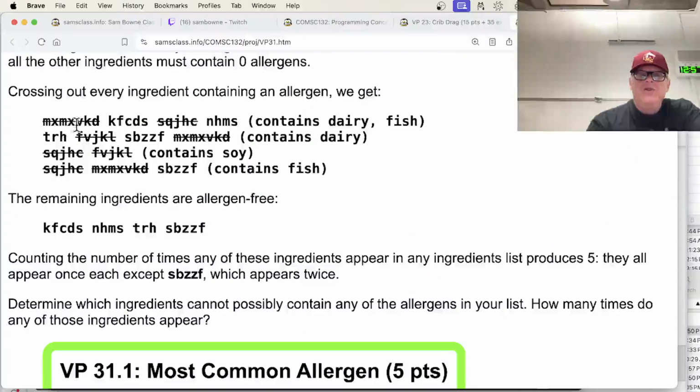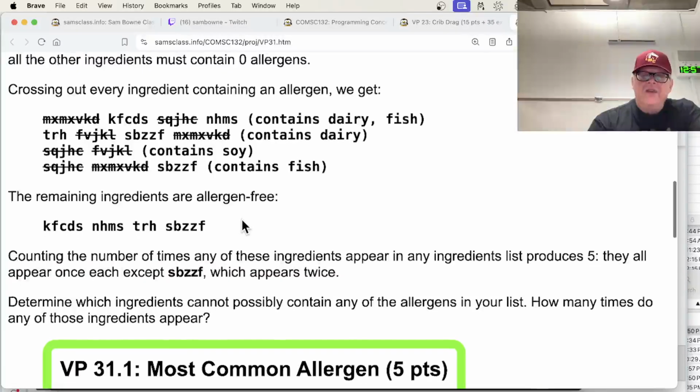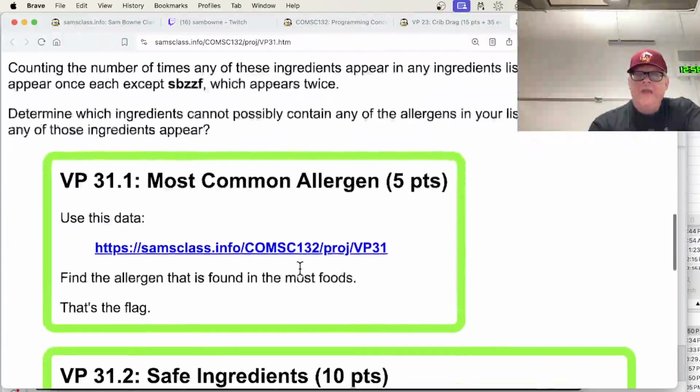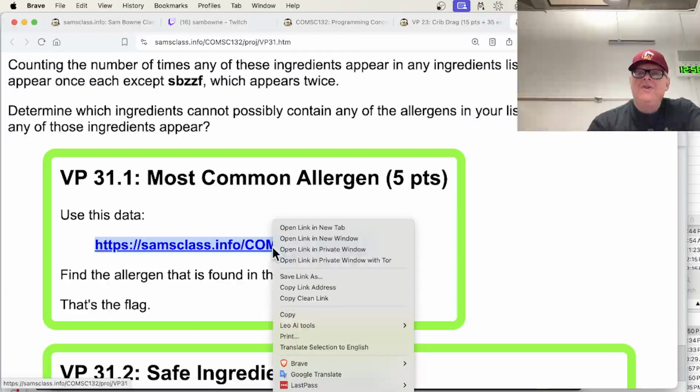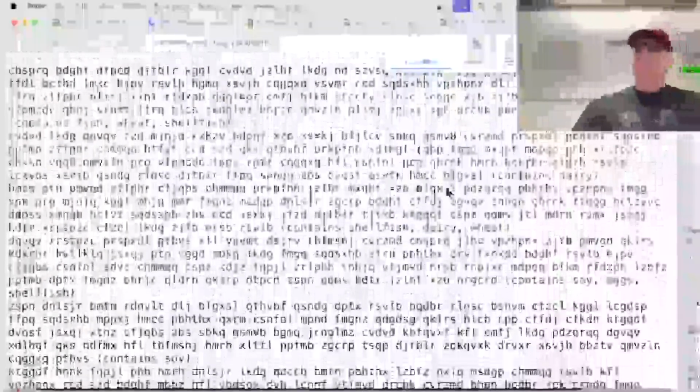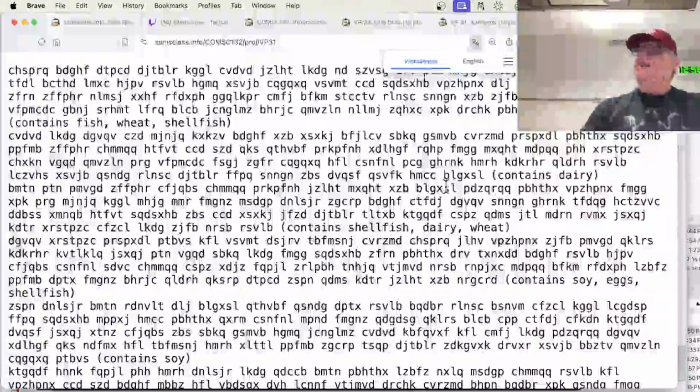So here's what you could do. You could cross out the ingredients that contain an allergen and get only the remaining ones. Those are the allergen-free ingredients. And what you do is you count the total number of allergen-free ingredients, including duplicates. How many times do these appear? That's the flag for the first one. But the data is, of course, much longer and messier. But the point is, once you get your algorithm working on that shorter one, then it should expand.